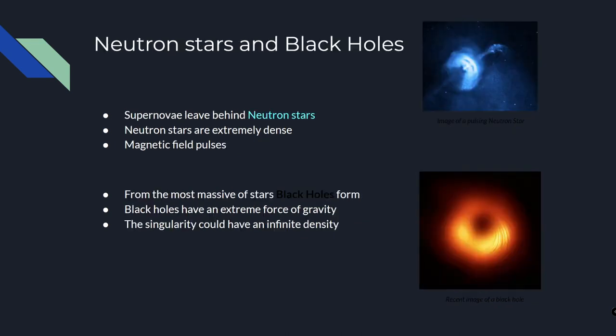Neutron stars and black holes. Supernovae leave behind neutron stars. Neutron stars are extremely dense. Magnetic field pulses are frequent around neutron stars. From the most massive of stars, black holes form. Black holes have an extreme force of gravity. The singularity could have an infinite density.